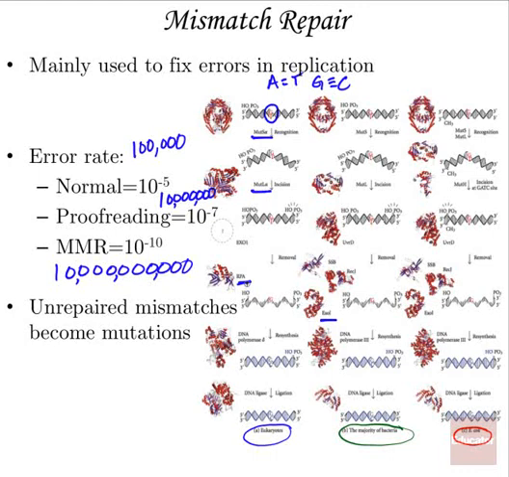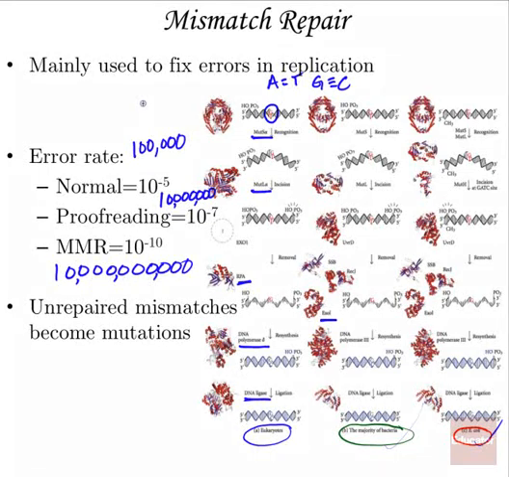Then, once we remove that, we can synthesize new DNA. DNA polymerase delta comes in, synthesizing new DNA, and finally DNA ligase ligates the gap, or the nick, in the DNA backbone. It's the same thing happening in bacteria as well as E. coli. It's just different protein names.